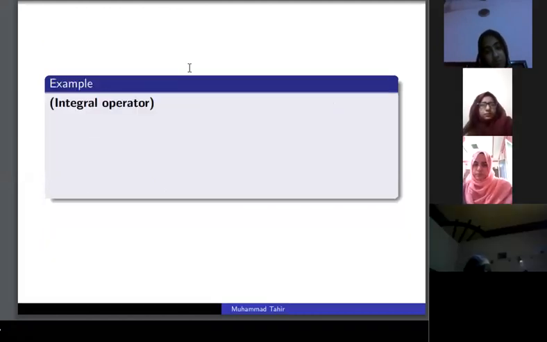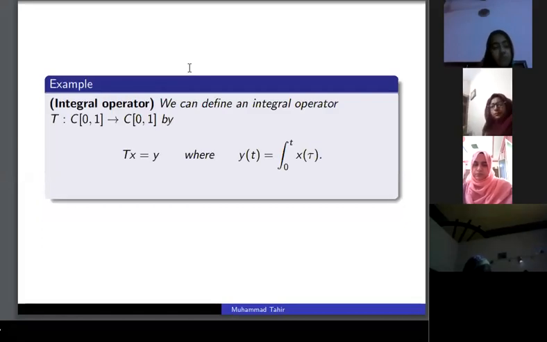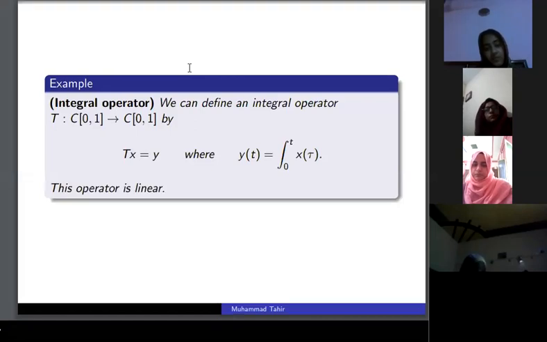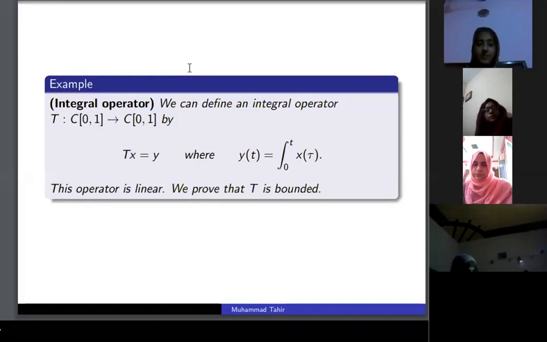Our next example is the integral operator. We can define an integral operator T from the space of all continuous functions to the space of all continuous functions simply by Tx equal to y, where y of t is this integral. So this is the Riemann integral. Now our operator is the Riemann integral, and we prove that this operator is linear. Also, this is bounded. We have already done that it is a linear operator, of course. We just prove that this operator is bounded.